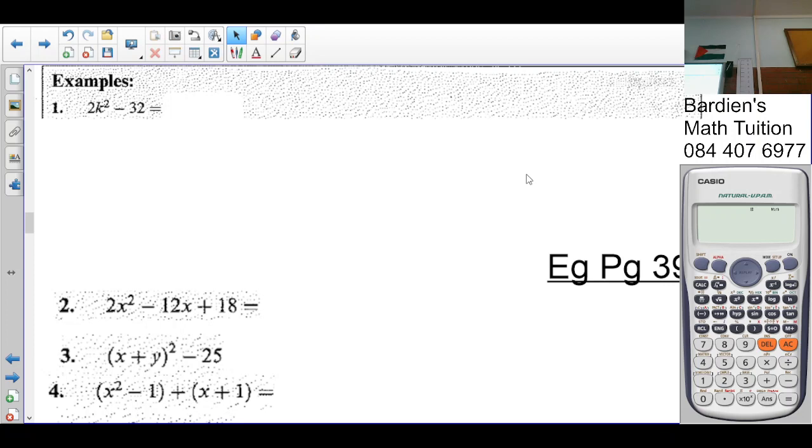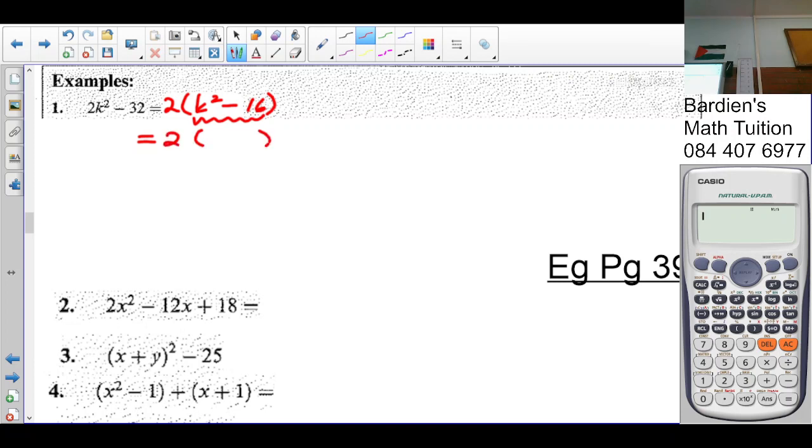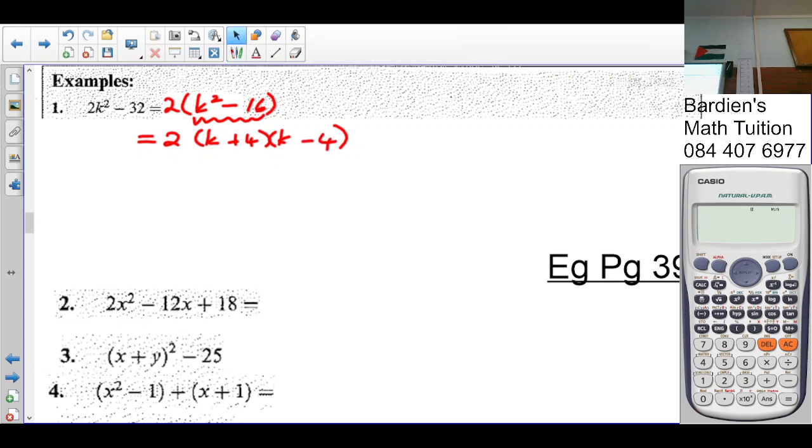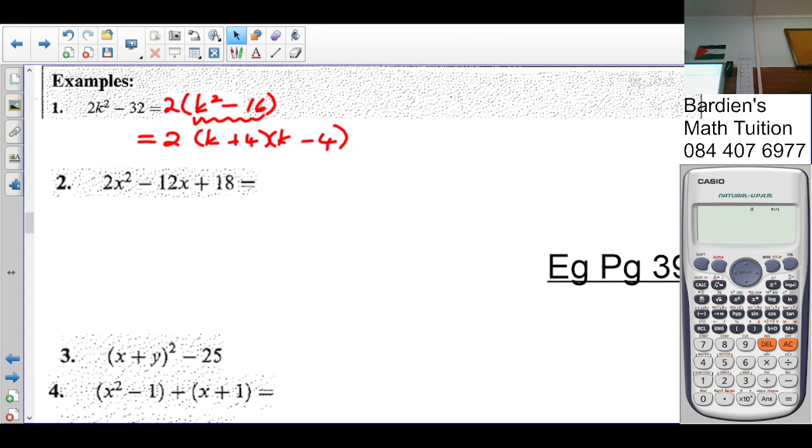Okay, so we take out 2 as a common factor. What are we left with? K squared minus 16. What type of factorization here now? So it's 2 into k plus 4, k minus 4. Now number 2. Let's try number 2 quickly.